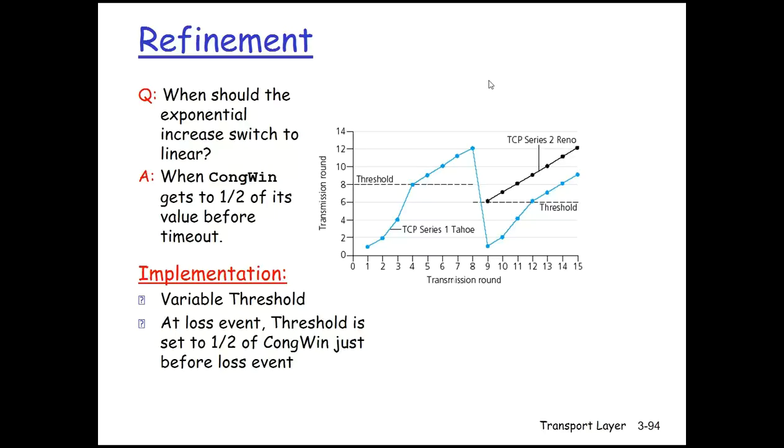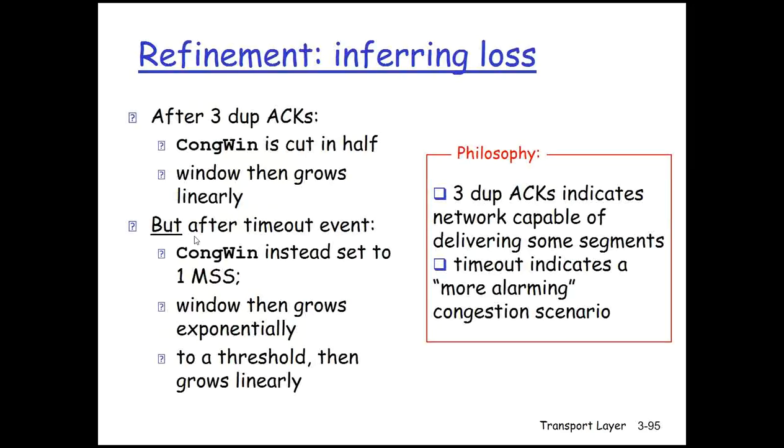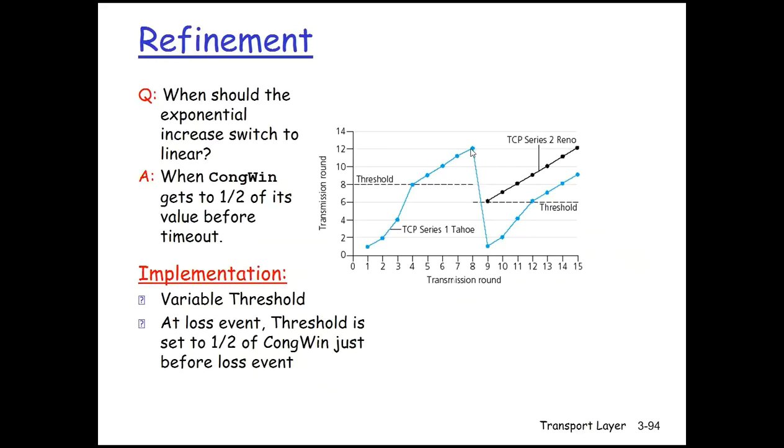Because it got linear before it gets to one half of the timeout. Because it was set to an MSS of 1 right here. Notice, after a timeout event, the congestion window is set to 1 MSS, then grows exponentially, and then hits the threshold and grows linearly. So here we have the error, we have a timeout, and you can see it cuts us down to 1 MSS. Then we grow exponentially to the threshold, and then we grow linearly. So this was a timeout, not 3 duplicate acknowledgments.